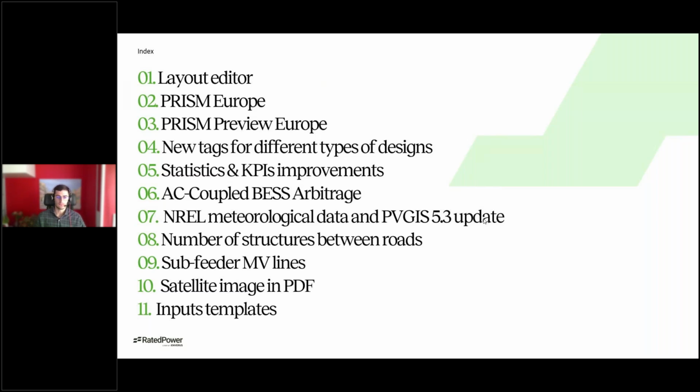Also, we were able to launch the arbitrage for AC-Coupled BESS. Also, an NREL meteorological data and PVGIS 5.3 update, the definition of the number of structures between roads, sub-feeder MB lines, satellite imaging PDF, and also one of the most requested features, which are the input templates that will make things easier when designing a PV layout with RatedPower.